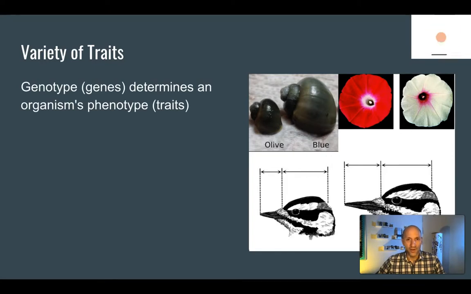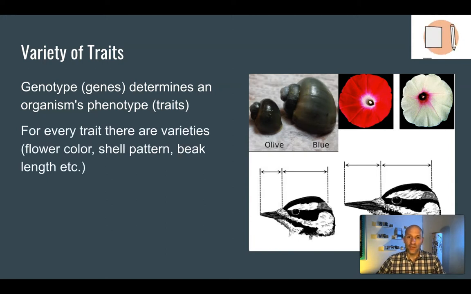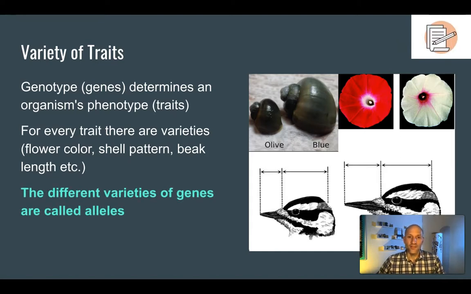Now it's important to remember that genotype determines phenotype. The genes inside of an organism determine the traits that we can observe outside. And for every trait, there are possible varieties. For example, the same flower species might have different colored flowers. There's a variety in those traits. You might have two snails with different sized shells. There's a variety in those traits, or the length of a bird's beak. These different varieties of genes are called alleles.